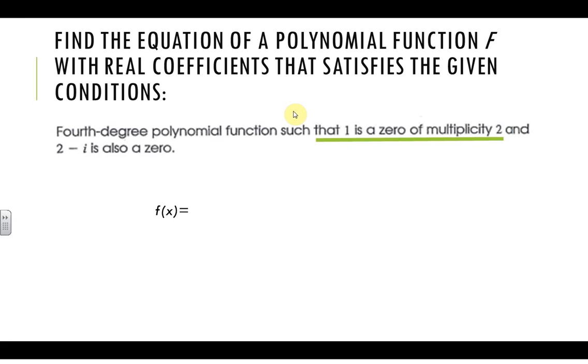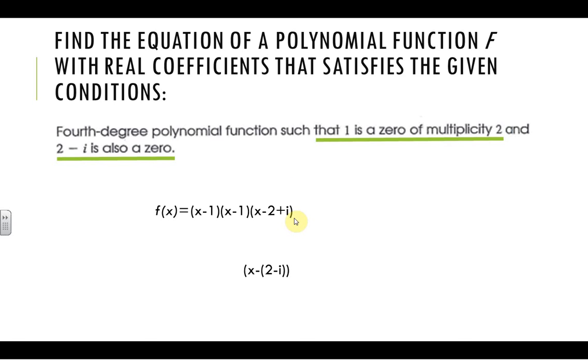Okay, so let's think. Positive 1, so I know it's going to be x minus 1, and it's going to be quantity squared, or I'm going to write it twice, whichever way makes more sense to you. We're just trying to show it with the multiplicity of 2. Now, you've got to be careful. If 2 minus i is a 0, that would be x minus (2 minus i), because you subtract the factor. It's the opposite of the root.